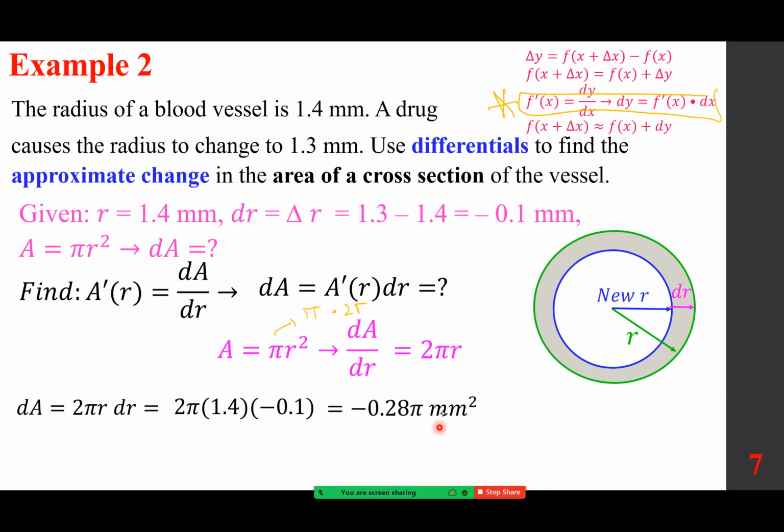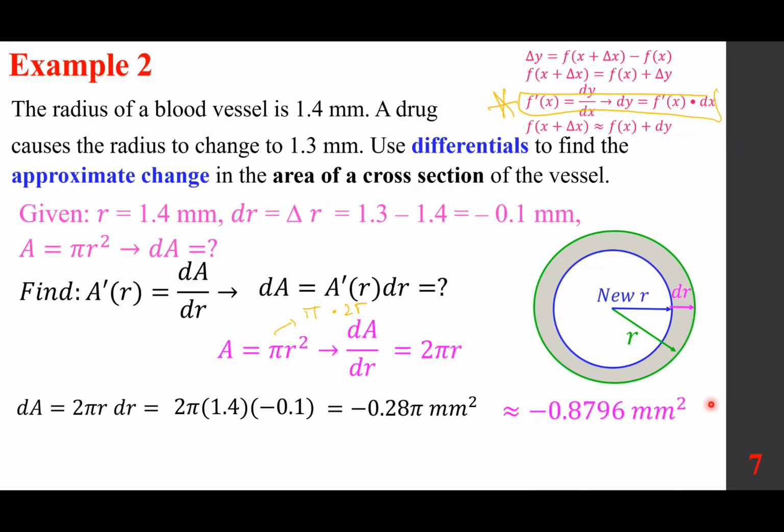Now, we rather keep it as pi. You can always use a calculator, not 3.14, but rather a calculator which has a lot of decimals, and this is the approximation, negative 0.8796 millimeters squared if you stop with a few decimals. Now, can we find the exact answer? Is there any way to find the exact answer? Anybody?